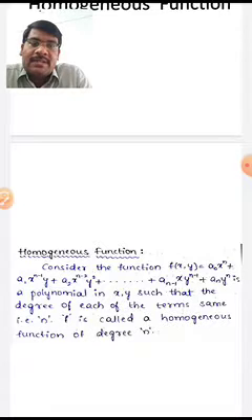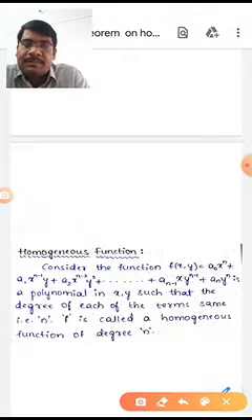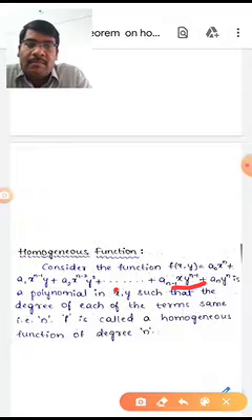Here f is a function of two variables, f of x comma y is equal to a naught x power n plus a1 x power n minus 1 into y, and so on, plus an minus 1 x into y power n minus 1 plus an y power n, is a polynomial function in the variables x and y.